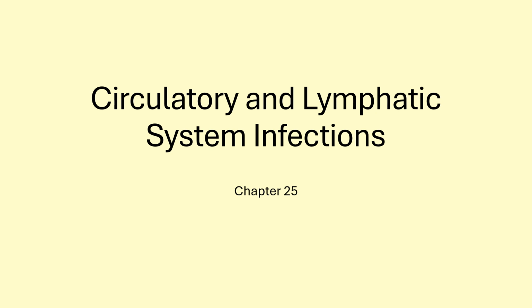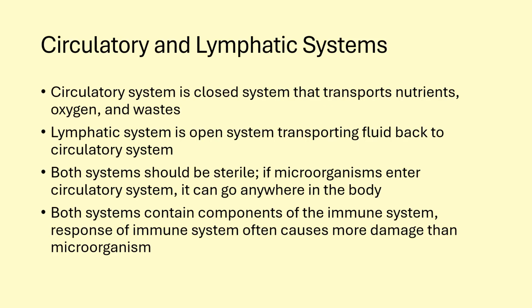Chapter 25 deals with infections associated with the circulatory and the lymphatic system. So your circulatory system is a closed system. This is your blood that's being transported around in the blood vessels. So it's a closed system. It does transport nutrients, oxygen, carbon dioxide, which is a waste gas, as well as waste products.